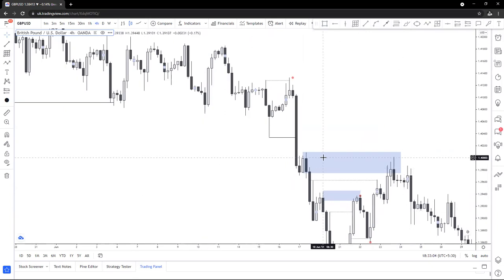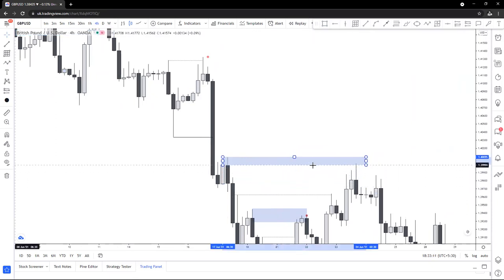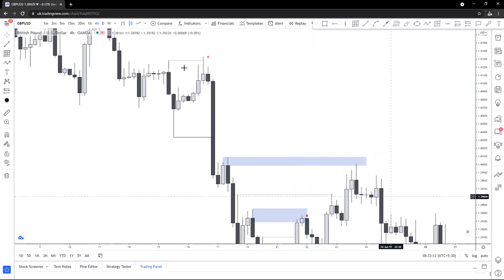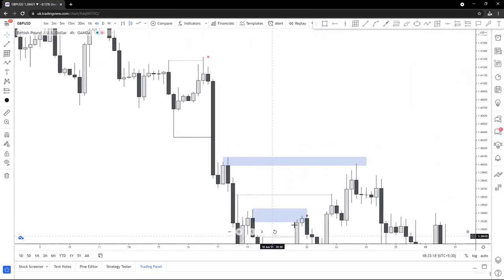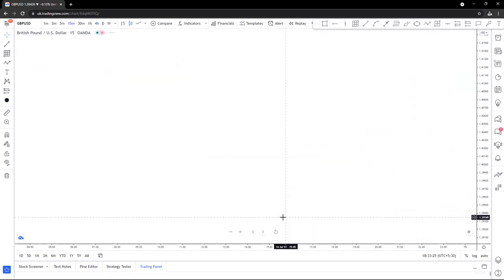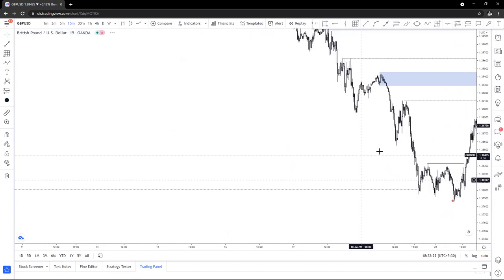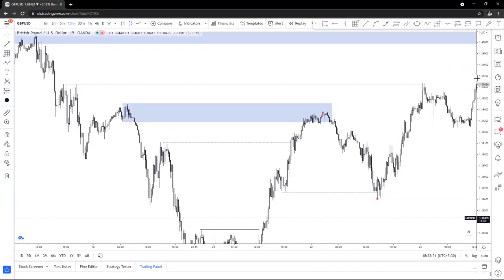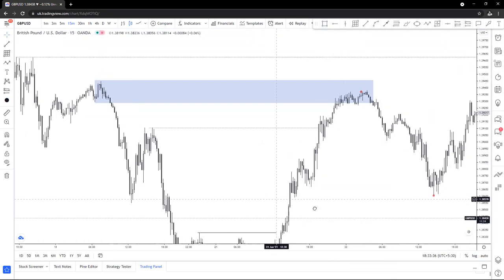Now, that's not the thing. We need to refine it. How will you refine it? I told you about the wicks. Boom. That's refined. But we look at the POI which is the closest, right? I'll tell you, don't worry. Now, let's go back down to the 15 minute. This is what price did.